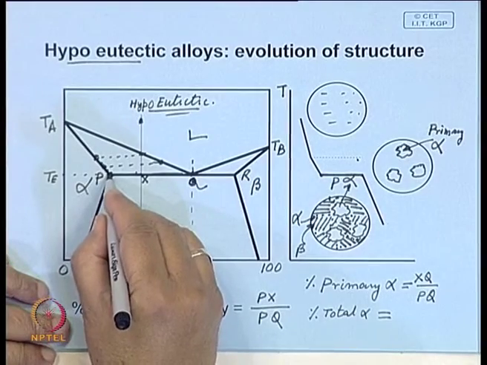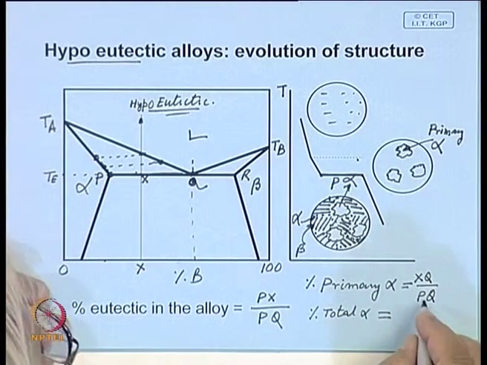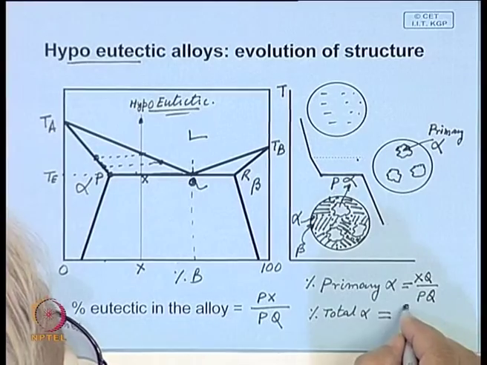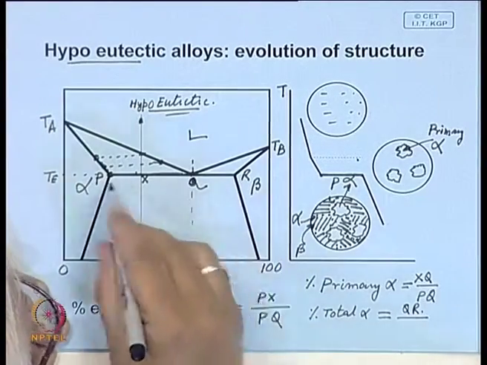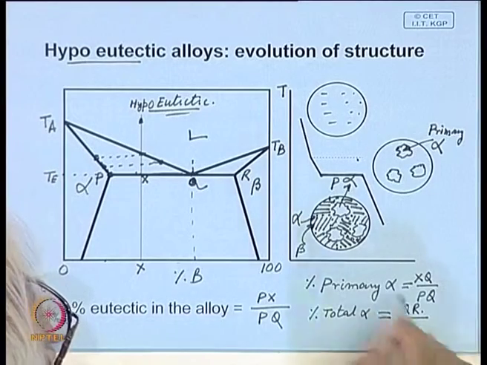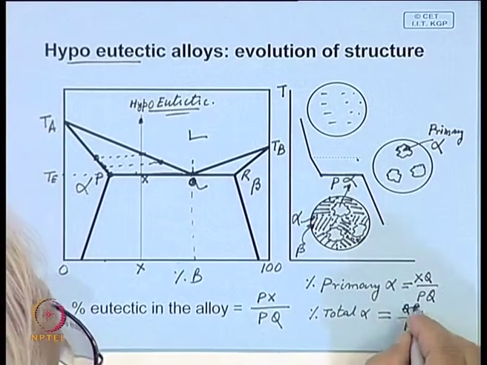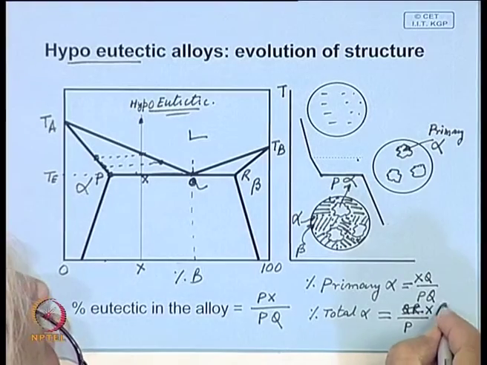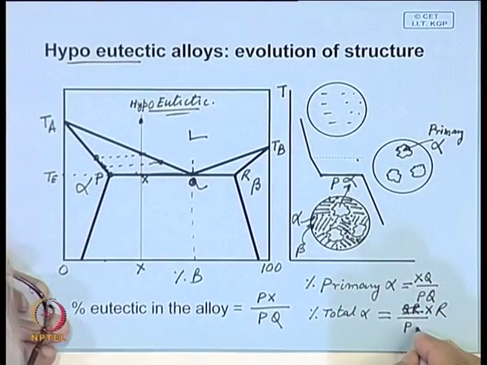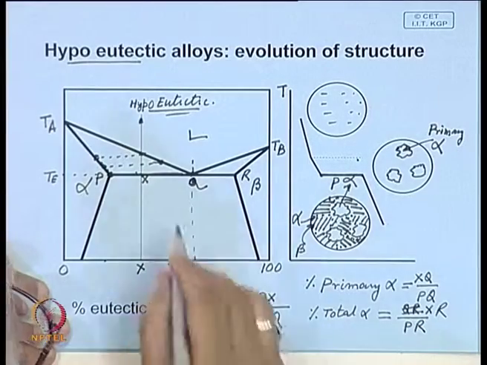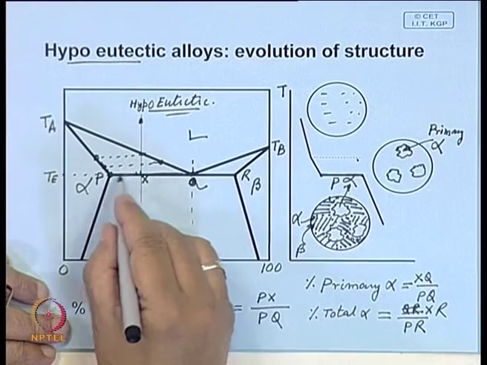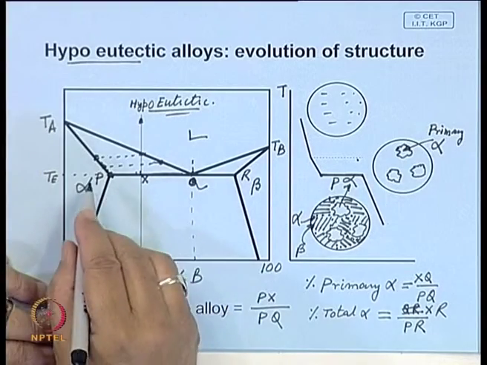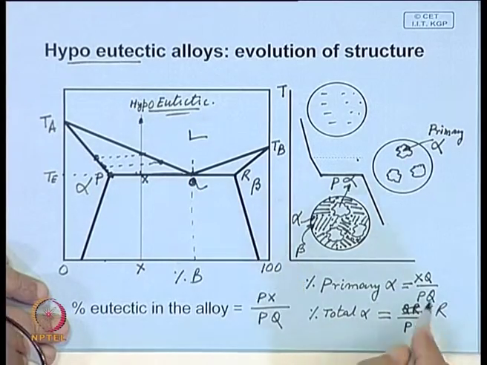So, this is the composition of alpha, this is the composition of beta. Therefore, total alpha is proportional to XR, where X is the composition and XR is the arm, over PR. PR is the total. The amount of beta is proportional to Px, and the amount of alpha is proportional to XR.